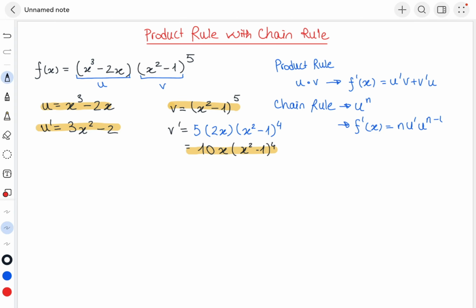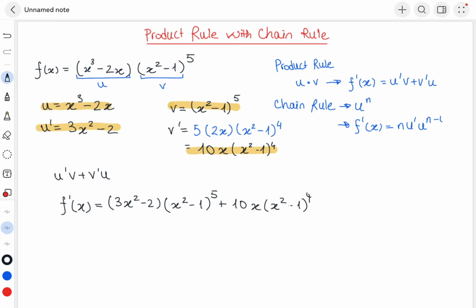And now we can apply the product rule, which states u prime v plus v prime u. So our f prime of x will be u prime times v plus v prime times u. And that would be our final answer.